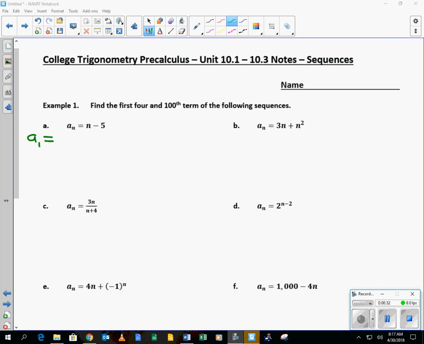Well, how do we produce that? You take whatever n is. What is n in this case? 1, and you minus 5, and we get negative 4. So a sub 2 would be 2 minus 5, which would be negative 3. And a sub 3 would be 3 minus 5, which is negative 2. A sub 4 would be 4 minus 5, or negative 1. Can we produce the 100th term? Yeah, a sub 100 is equal to 100 minus 5, which is 95.